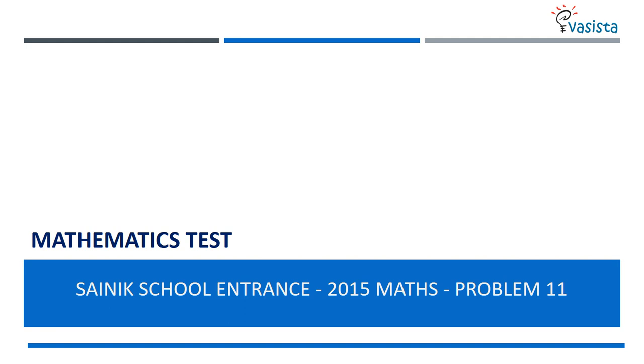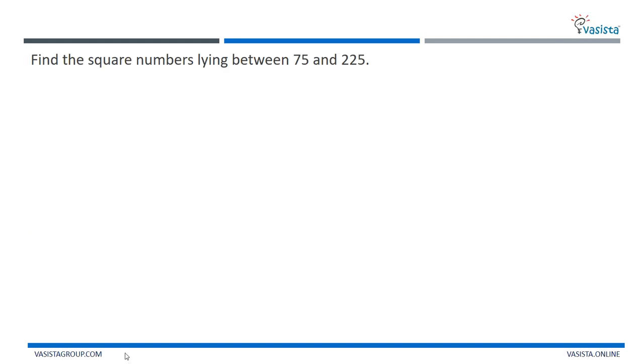Let us go with problem number 11. Fine. Here, you see what is happening. The question is a very simple one. Find the square numbers lying between 75 and 225. See, let us check out here.